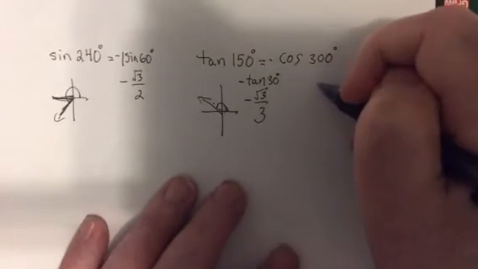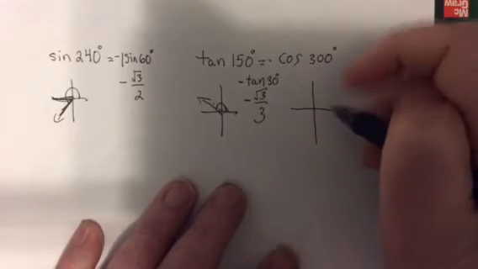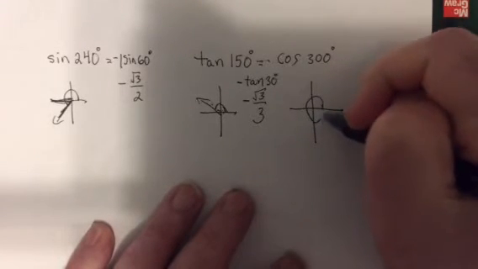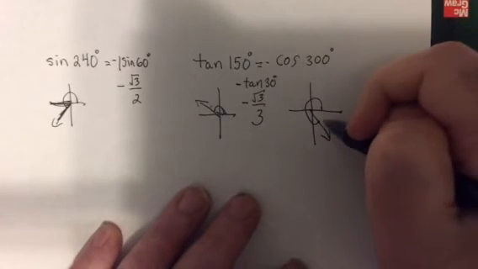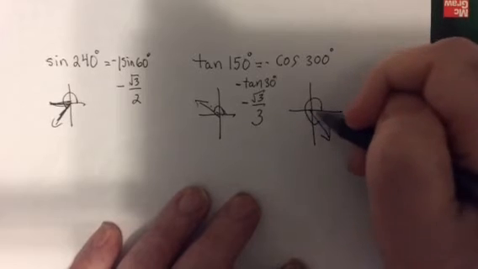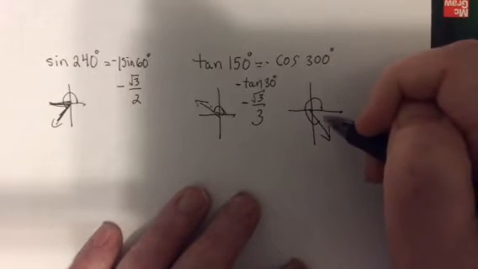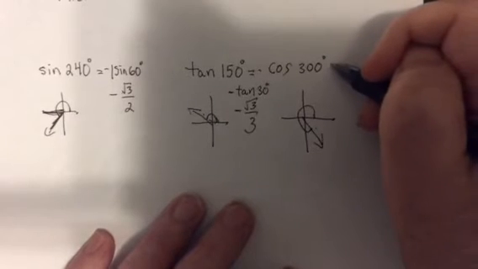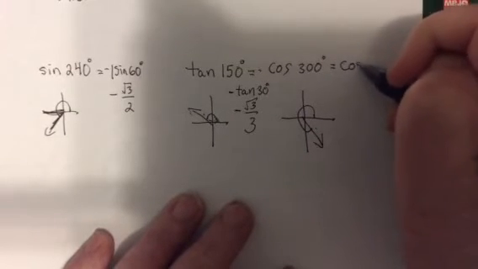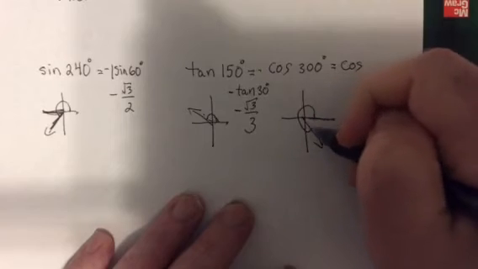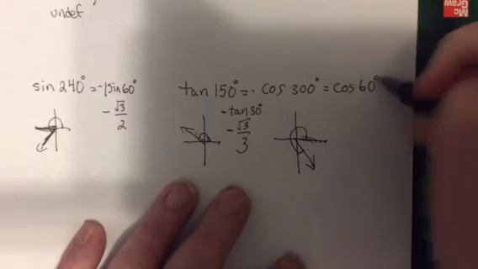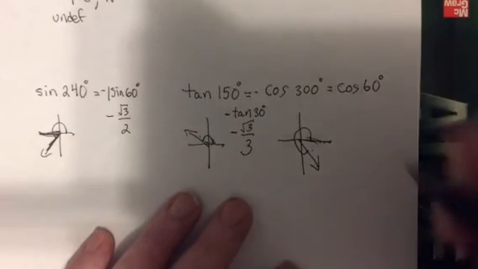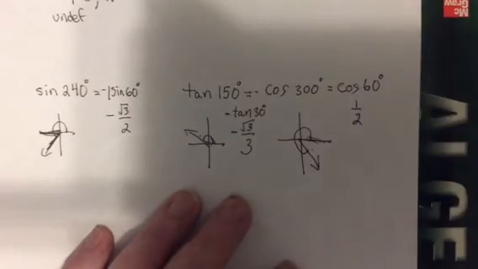And then cosine of 300, let's see. That is horrible looking, but that's okay. It's in the fourth quadrant. Cosine's x over r, x is positive. R is always positive, so it'd be positive. Cosine, and the reference angle, closest x-axis to the terminal side, would be 60 degrees. And the cosine of 60 is a half. This is so much fun.